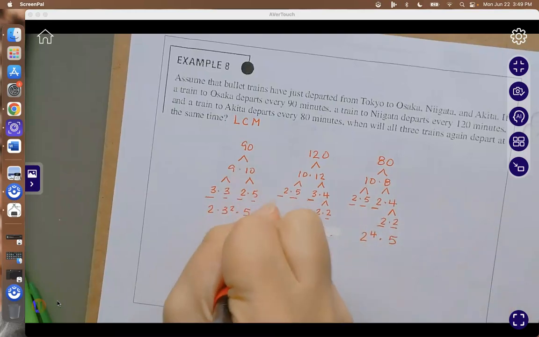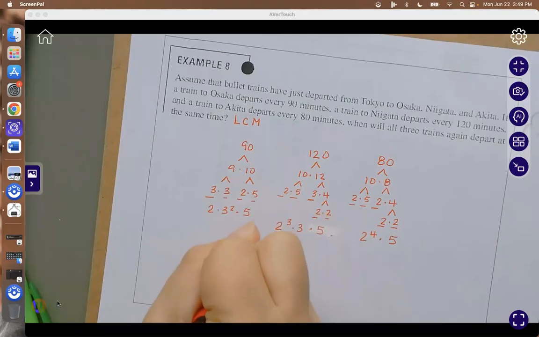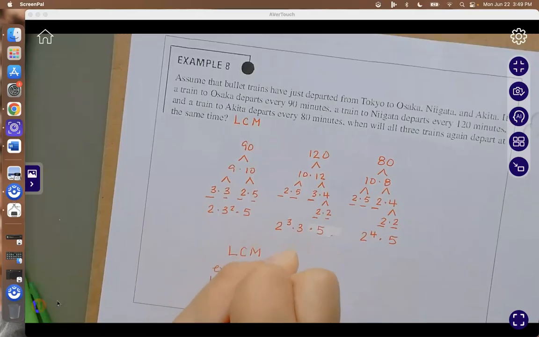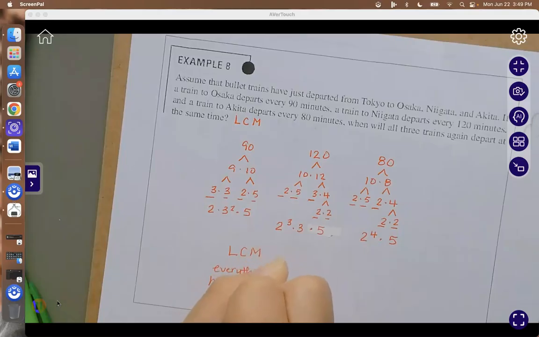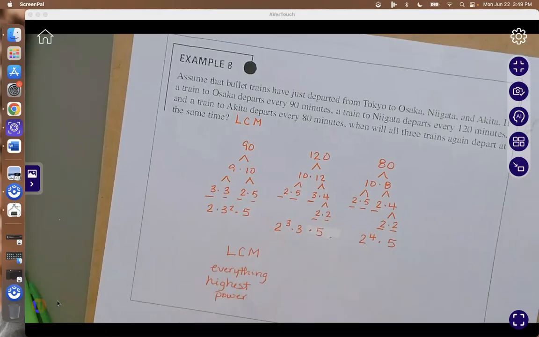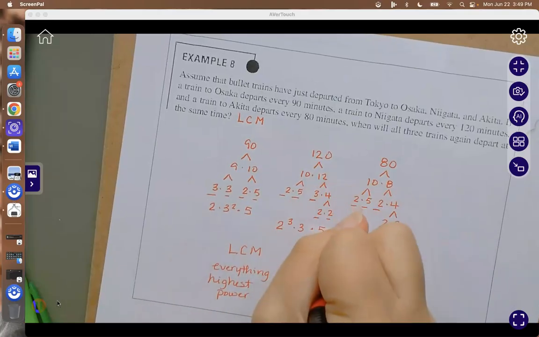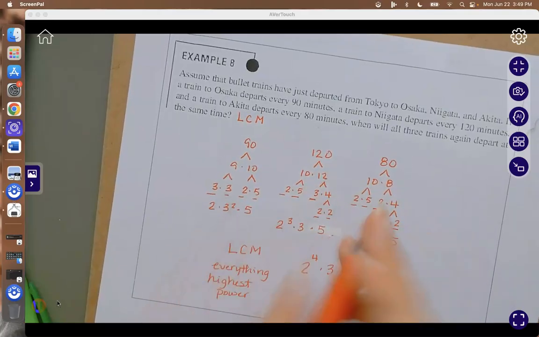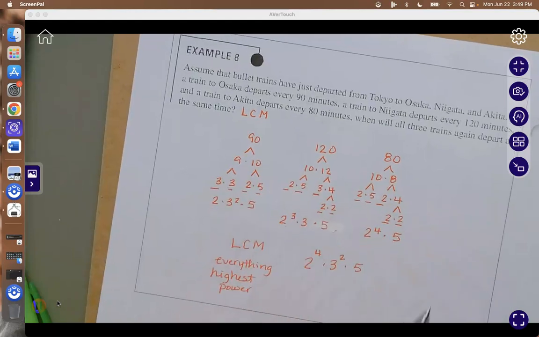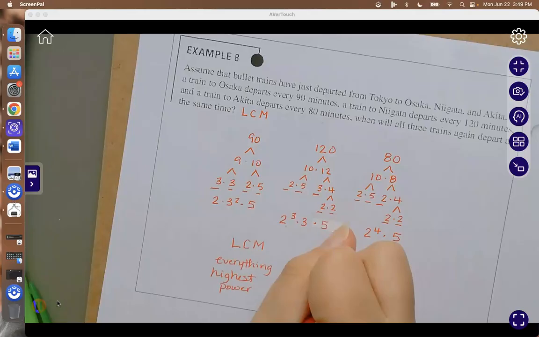So remember with LCM, everything is the highest power. It goes against what you think lowest would be, okay? So everything you see, I see 2s, I see 3s, I see 5s. Highest power on a 2 is a 4. Highest power on a 3 is a 2. Highest power on a 5 is a 1. So this is 16 times 9 times 5.